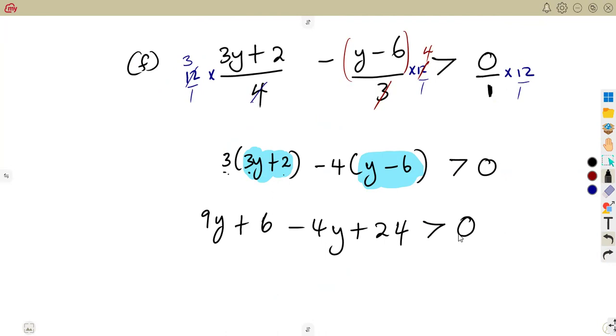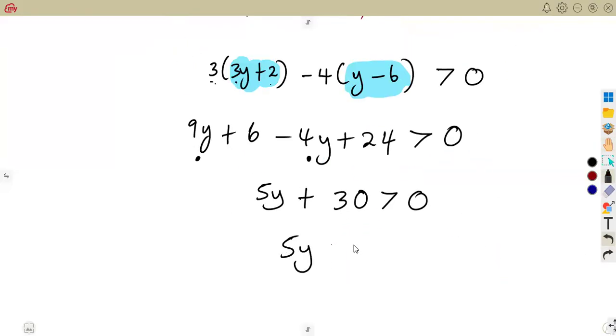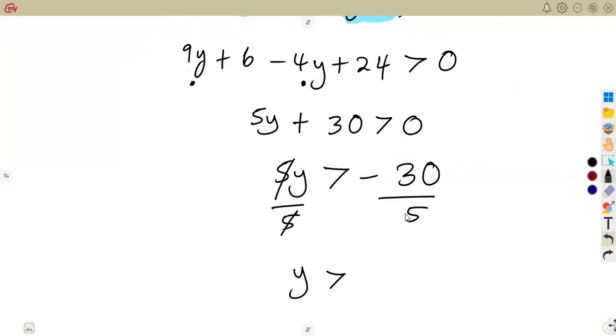Remember, you need to solve for what? For y. Collecting like terms, the part of y: 3y minus 4y. So that is going to give us 5y, then 6 and 24, 30. That is greater than a 0. All right, just like what we had before. We need to solve for y, guys. 30 to the other side of our inequality because 5y is greater than a negative 30. Divide by 5. The number there is 5. So y is going to be greater than what? Minus 30 over 5, that is minus 6. y is bigger than minus 6. y is greater than minus 6.